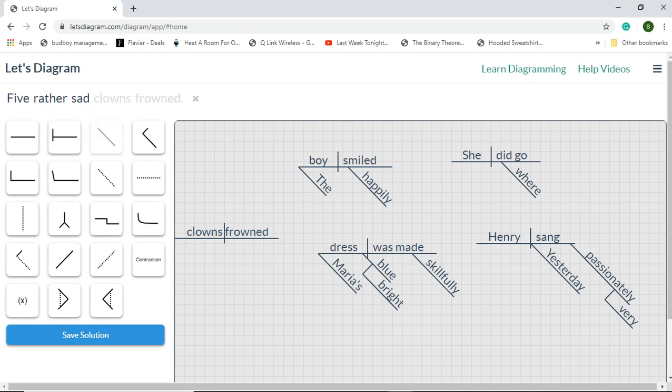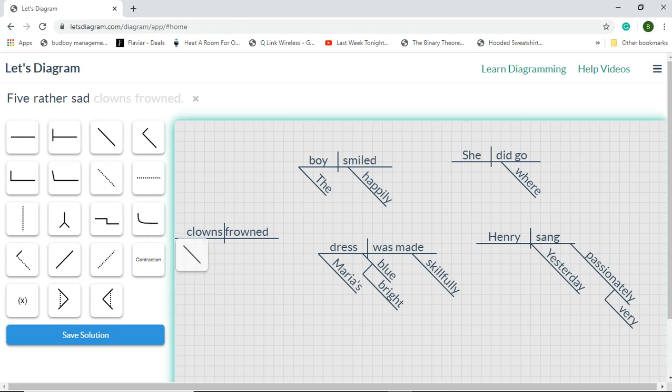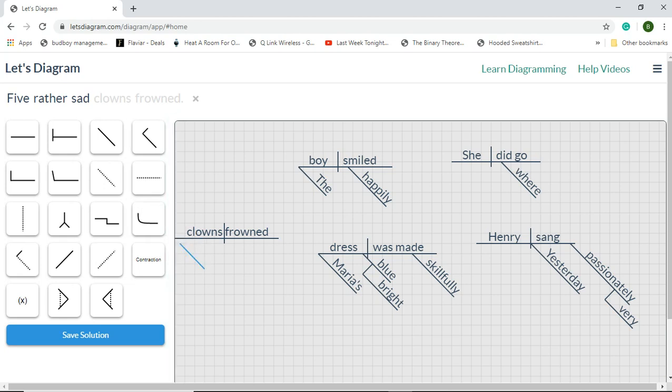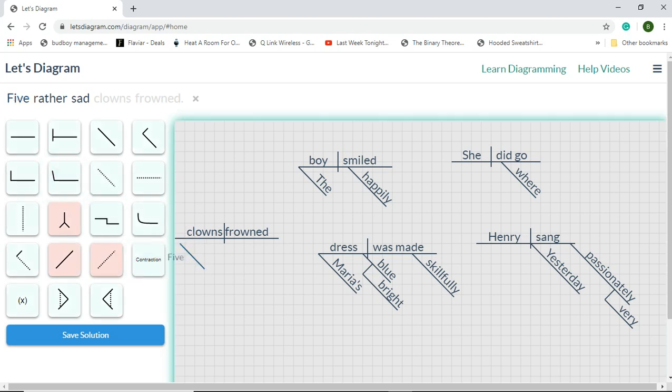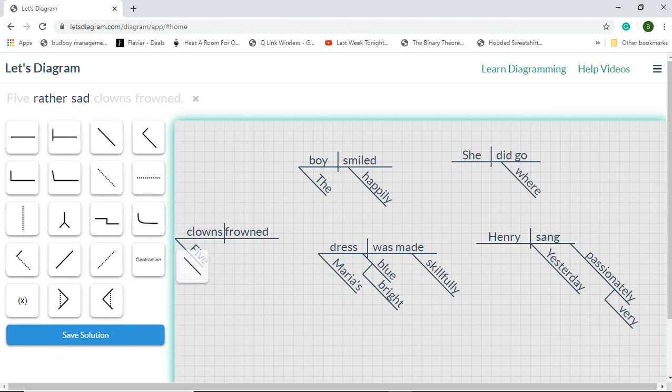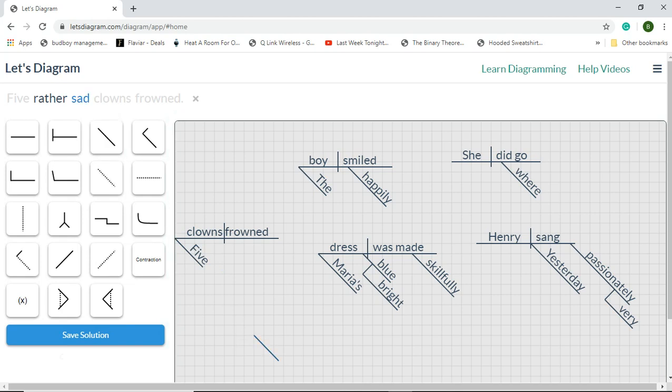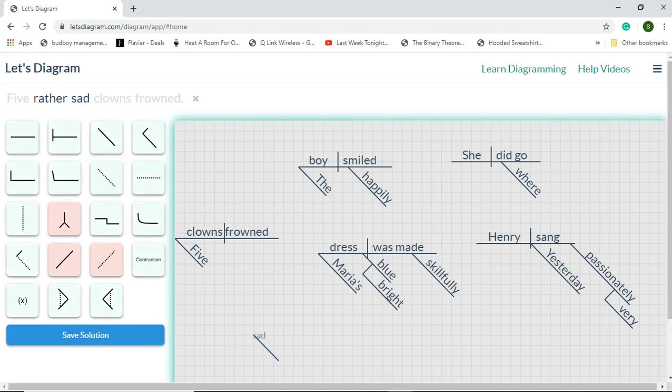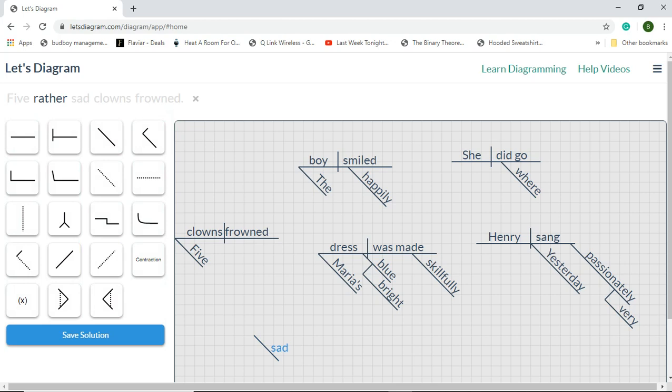And then we have an adjective. How many clowns frowned? 5 clowns. Okay? And then we have another adjective. What kind of clowns? Sad clowns.